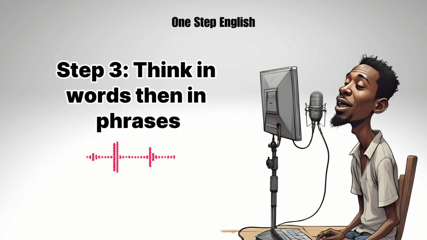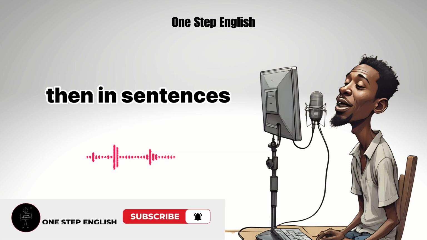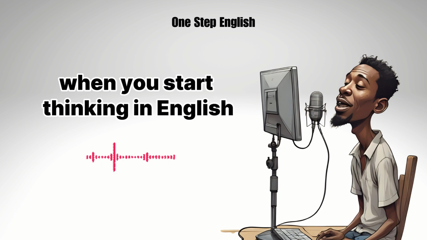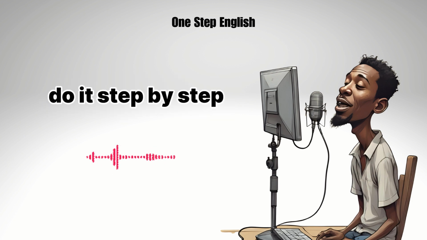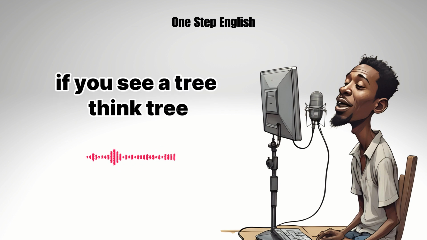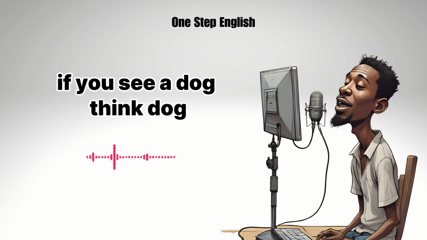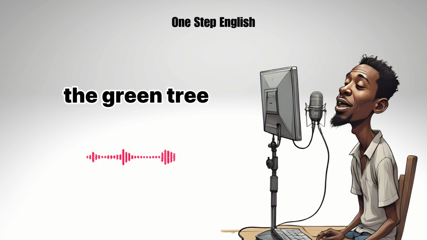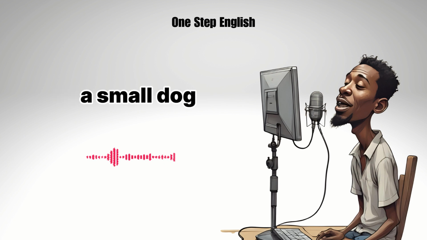Step 3. Think in words, then in phrases, then in sentences. You can't run before you walk. When you start thinking in English, do it step by step. Stage 1. Words. If you see a tree, think tree. If you see a dog, think dog. Stage 2. Phrases. The green tree, a small dog.